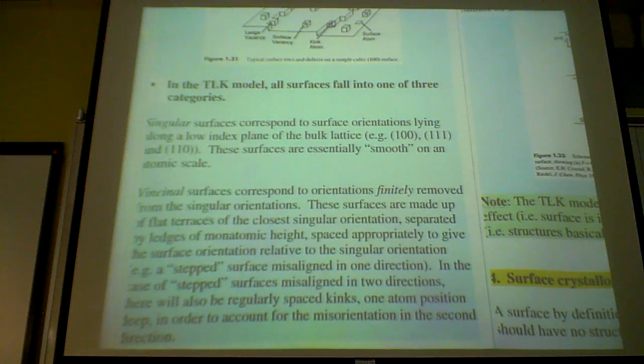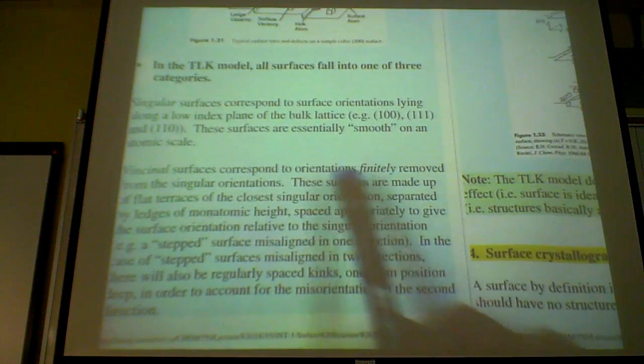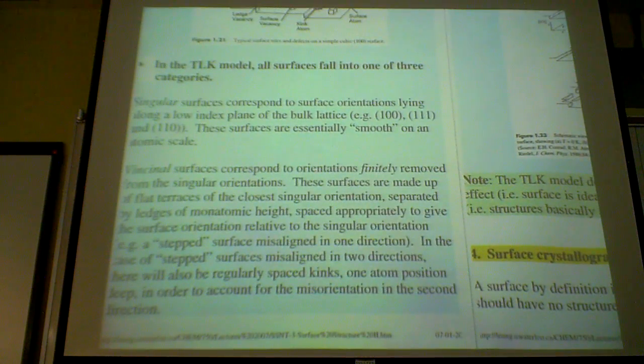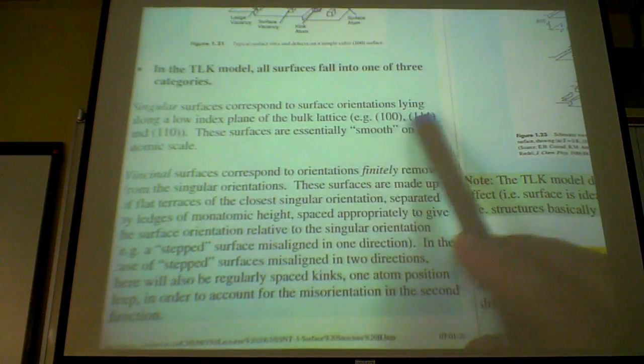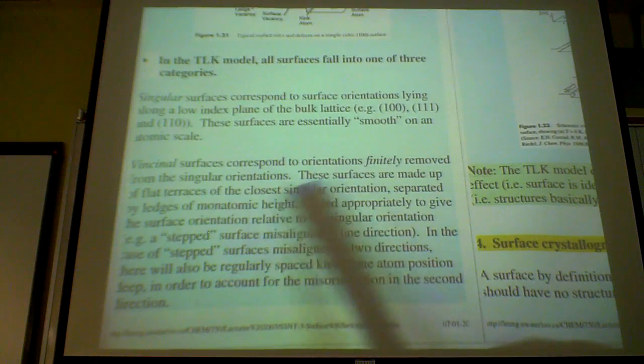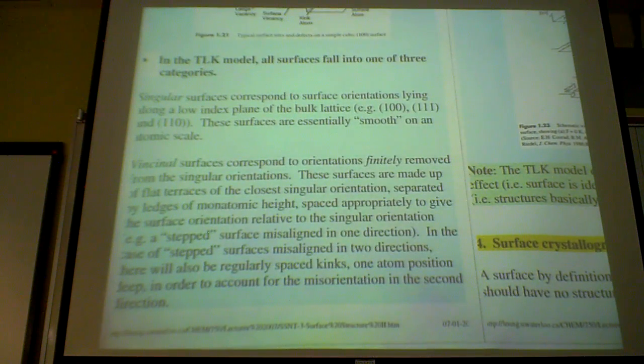Vicinal surfaces are slightly more complicated than singular surfaces. They are a mixture of singular surfaces separated by step boundaries. So here I say they are slightly removed from singular orientation. Singular orientation means 100 or 111, some low Miller indices. And they consist of terraces of these low Miller indices separated by steps. And so usually they are known as step surfaces.